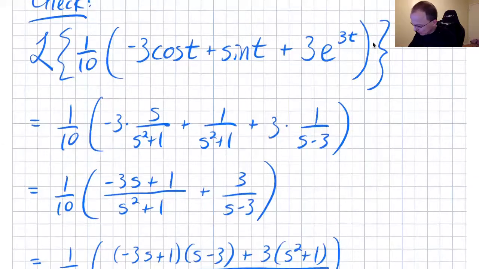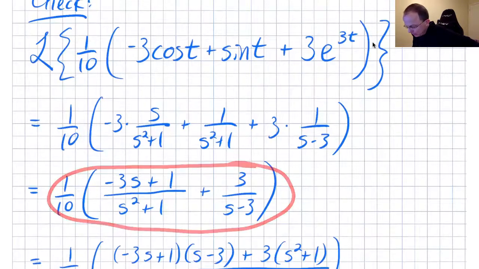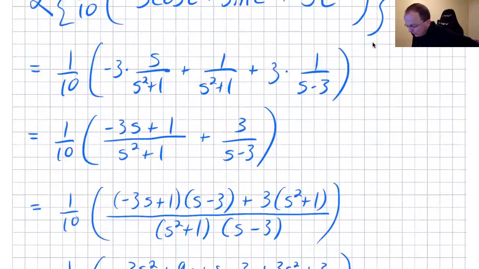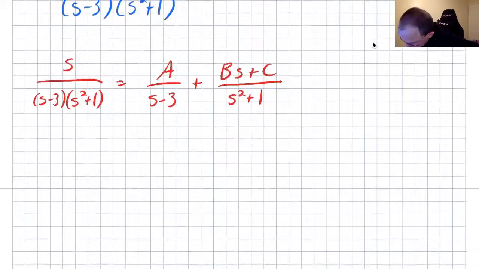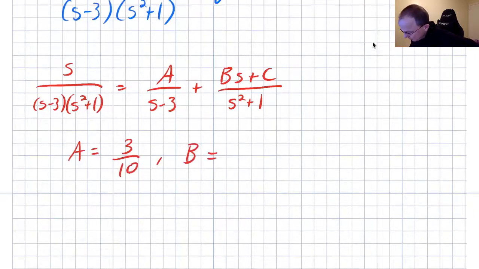It looks like, so here it is right here. So this is the one that we're interested in. So it looks like the a would have been 3 over 10. So let's write that down. So a would have been 3 over 10. What would the b have been?